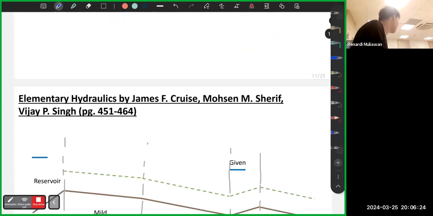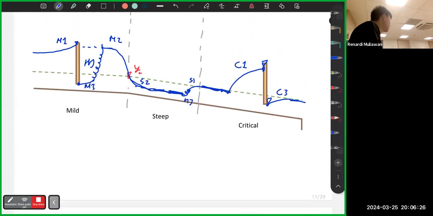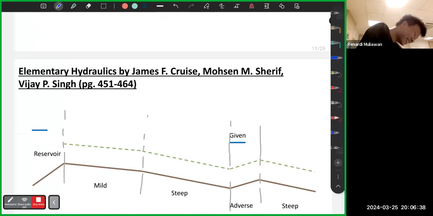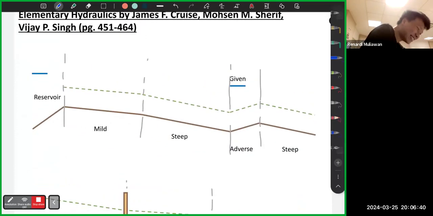But critical slope is usually very rare because it's not good. If you modify it slightly, it can be subcritical or supercritical. It's very unstable. Usually they won't test it, but I'll just put it here for fun.